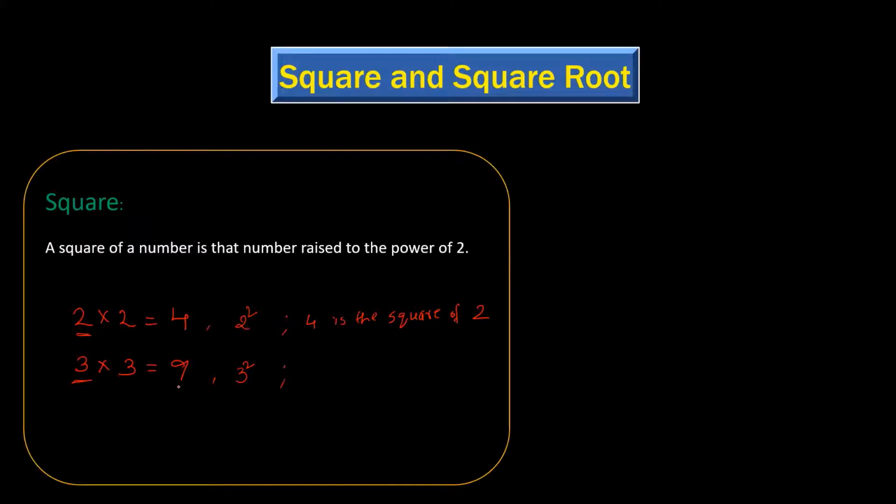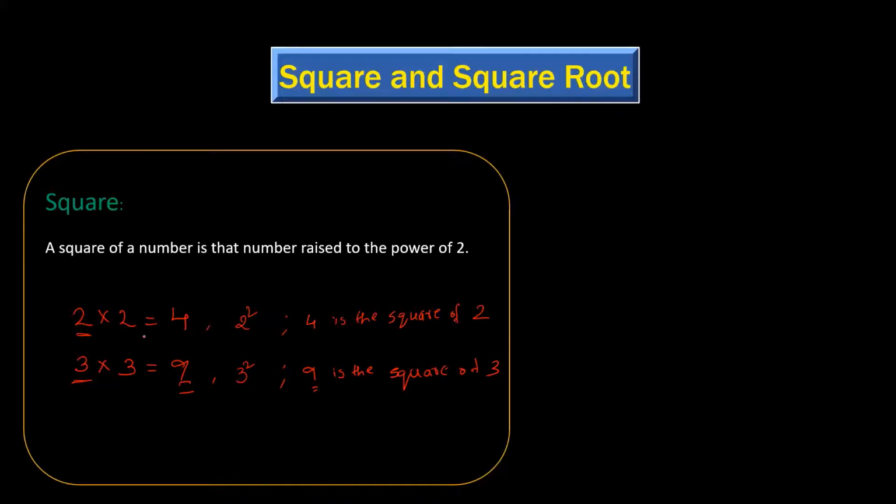Here the answer is 9, right? So 9 is the square of 3. Square of 3 means 3 into 3. So 9. So 9 is the square of 3.